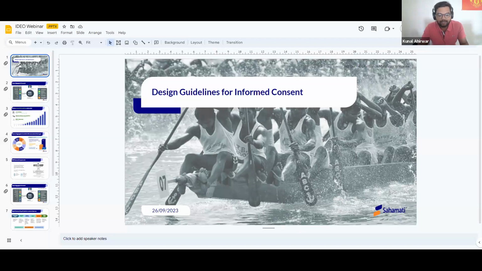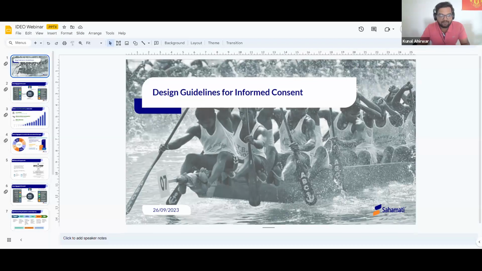Today, we'll be going through some of the design guidelines for informed consent. This webinar comes with the new DPDP Act. We are hoping that this webinar helps you understand the key design problems that you're looking to solve in the account aggregator domain and in the consent domain in general, and how you can build your design journeys to address these key issues.